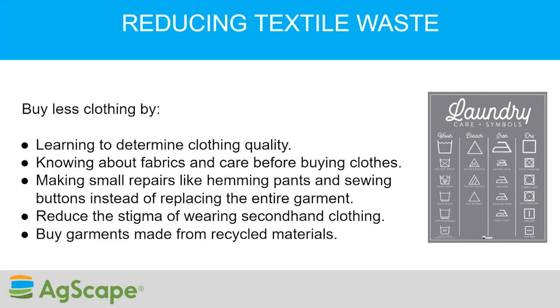Knowing about fabrics and care before buying clothes, right? Because if you buy something and you don't understand those laundry care symbols, it's easy to ruin it in the wash, or to buy something that can only be dry cleaned. And then you're buying something you're not really going to wear. It's just going to lead you to buy more. I've said this too, making small repairs, like hemming pants or sewing buttons instead of replacing the entire garment, can really help with textile waste. And those small repairs are something even our students can learn as well, because a lot of them are really simple.